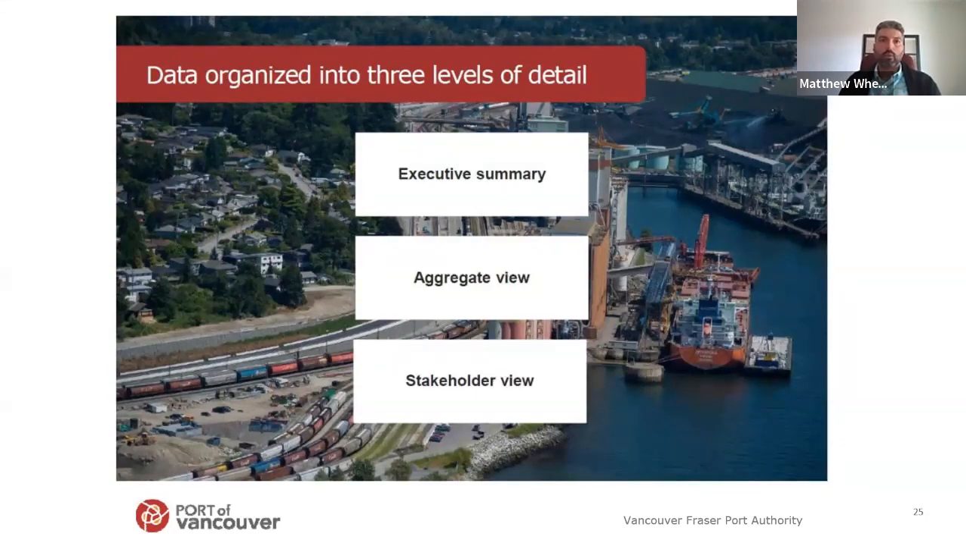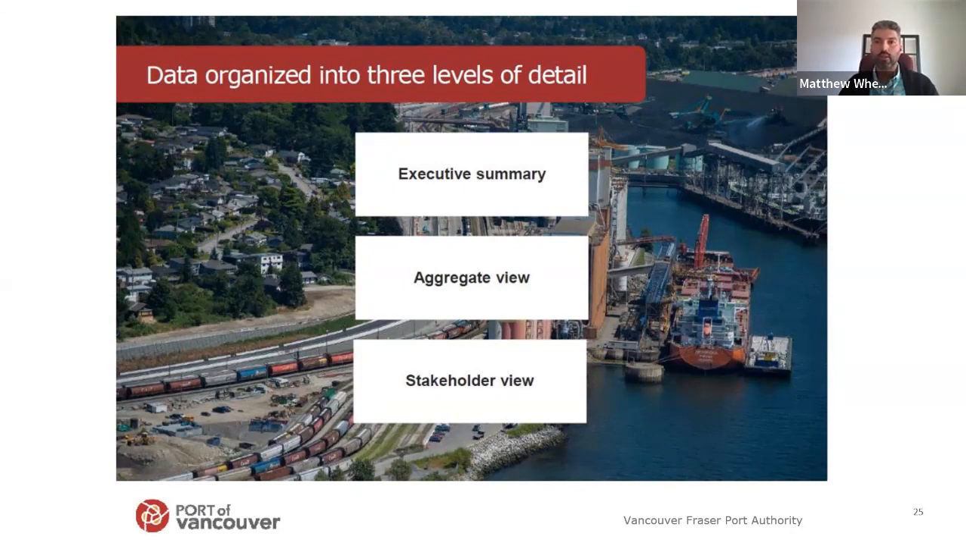As you see, data was organized into 3 levels of detail: the executive summary, an aggregate view, and a stakeholder view. And all participants will have their own unique access to a near real-time dashboard that provides reports on key metrics around cycle time, throughput, and efficiency. The dashboard was designed to ensure that the data provided by each organization is secured and access is managed so that the competitiveness within the gateway is not impacted.